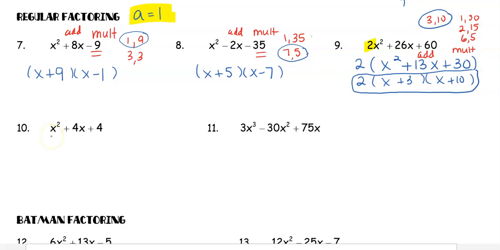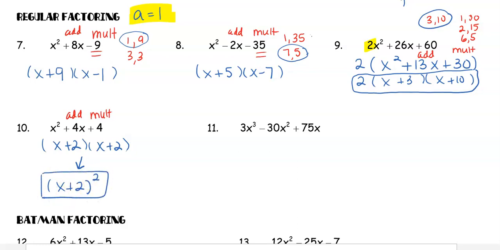Number 10, again, we are multiplying to the outside and adding to the middle. So if I think about multiplying to a +4 and adding to a +4, that's 2 and 2. Now what I want to do is take this one step further. This is a +2, this is a +2. Those are the same quantities. So you do have to keep going. You can't stop there. I'm going to rewrite this as x + 2 quantity squared. I have that quantity of x + 2 twice.